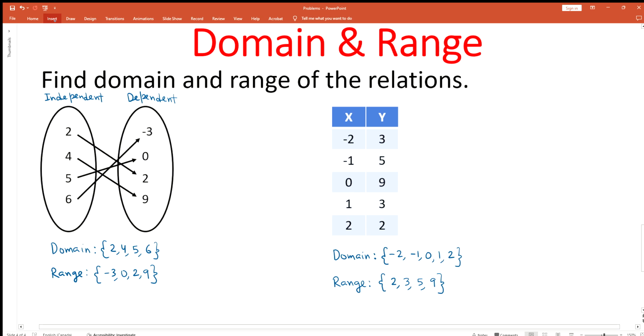So these are the steps you have to keep in mind to find the domain and range of these relations.